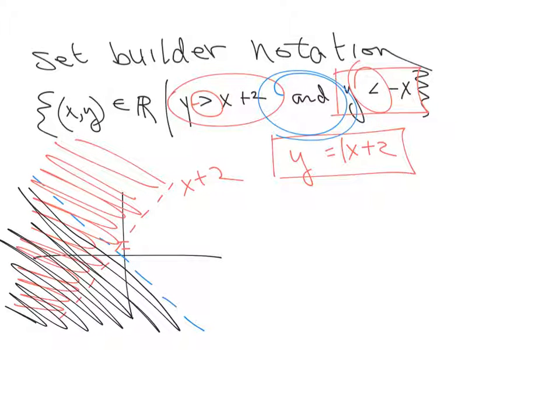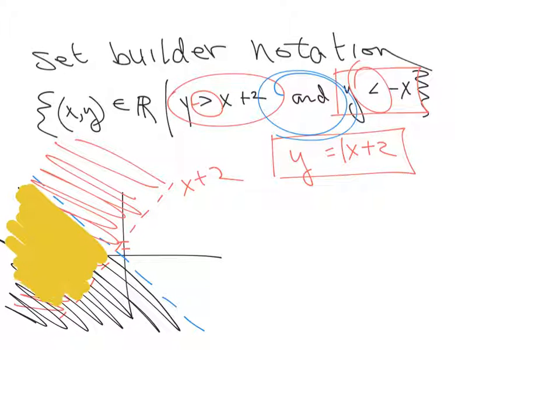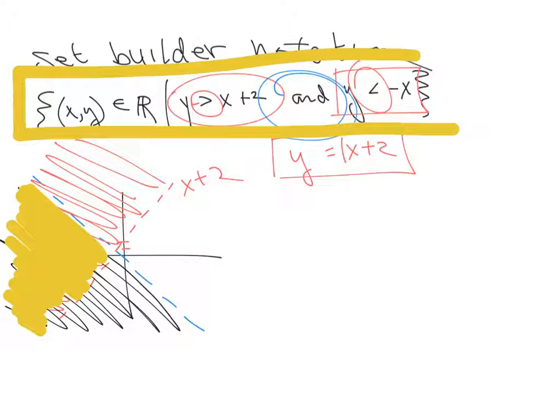Since it said and, that means the solution is where those intersect, right here. That's where both of those intersect. We've done this before, so it should not be very difficult. The only thing that you're learning that's new is to be able to look at something in set builder notation and graph it based on the set builder notation. And that's it for lesson 117.